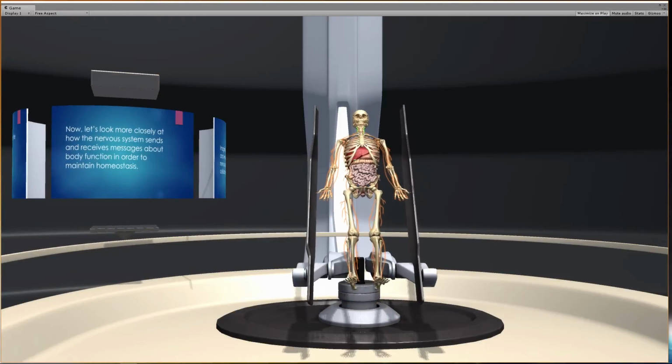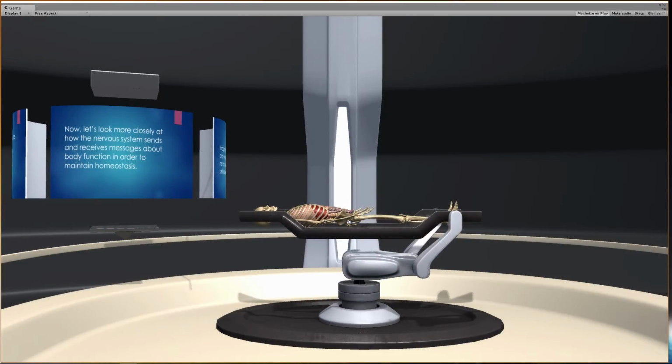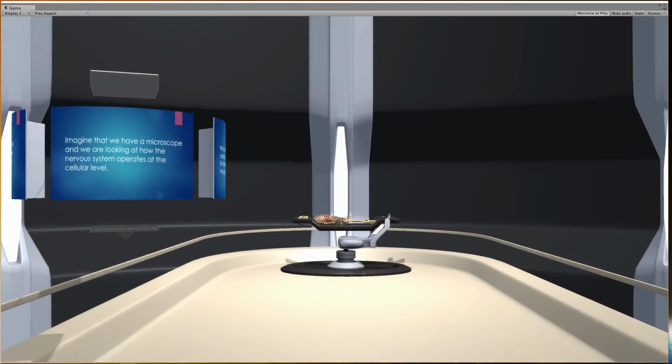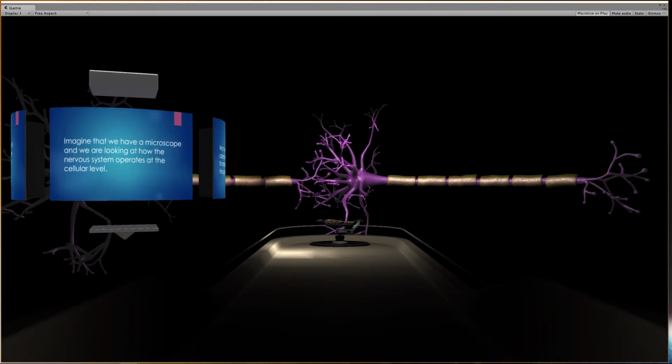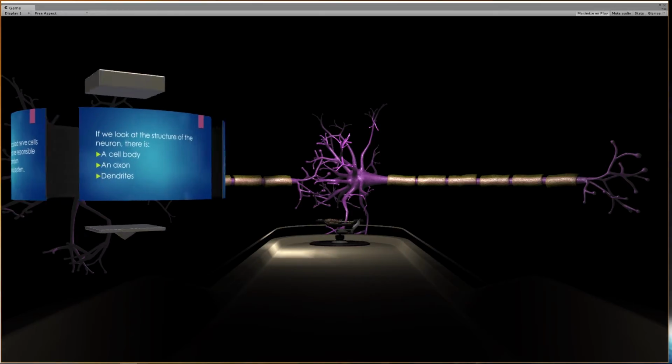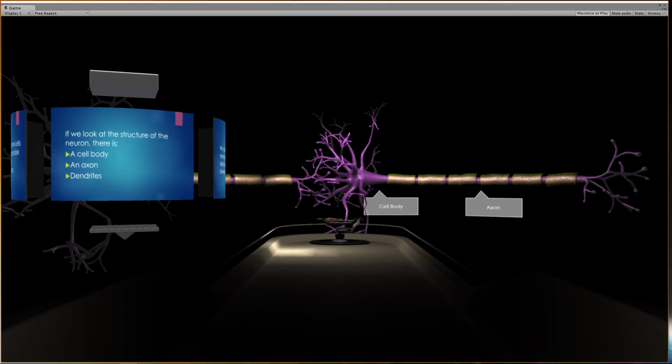Now let's look more closely at how the nervous system sends and receives messages about body function in order to maintain homeostasis. Imagine that we have a microscope and we are looking at how the nervous system operates at the cellular level. What we see is specialized nerve cells called neurons that are responsible for transmitting information throughout the nervous system. If we look at the structure of the neuron, there is a cell body, an axon or tail-like structure that carries impulses away from the cell body and terminates at the branch-like projections known as dendrites.